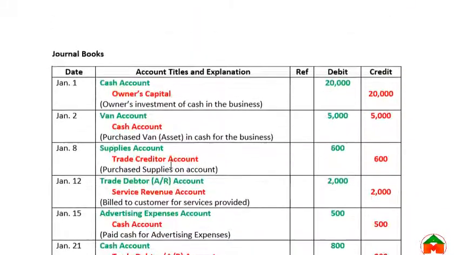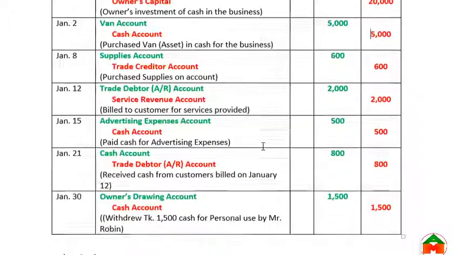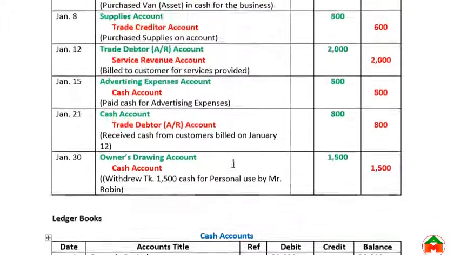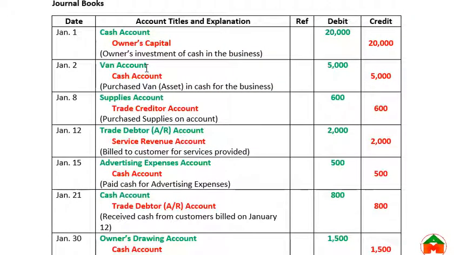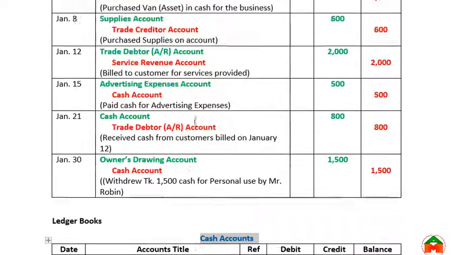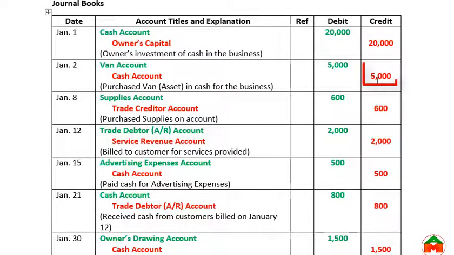Now we are going to find out another cash account. In January 2, there is another cash account in the credit side. Okay, so here cash is credit, no problem. So we will take this 5,000 credit amount in the credit column. Be careful, we are considering only the cash because we are preparing the cash accounts.